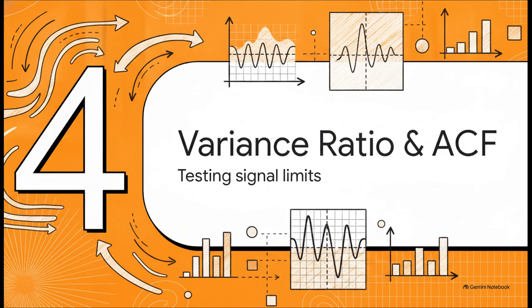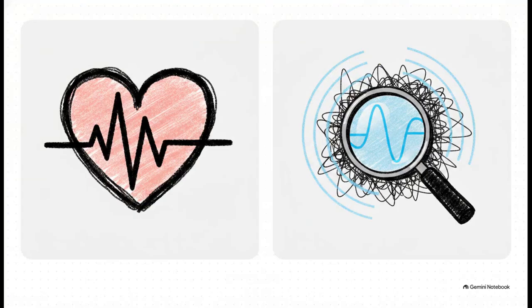Section 4. Variance Ratio and ACF. Okay, so taking that ADI-CV² measurement, that's like taking the patient's pulse. But we also need an MRI to look deep into the internal structure of the signal. ADI-CV² answers our questions about demand classification and timing intervals.